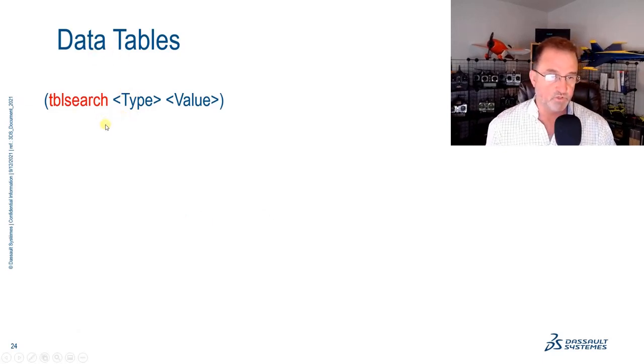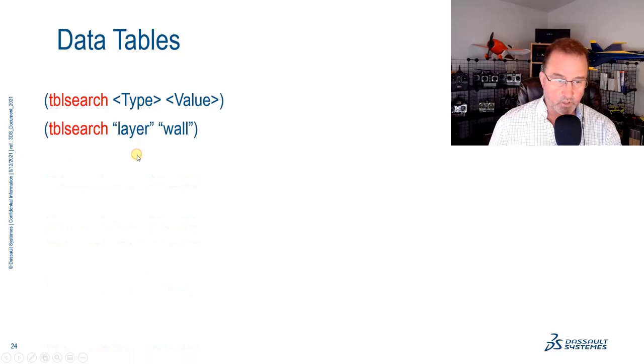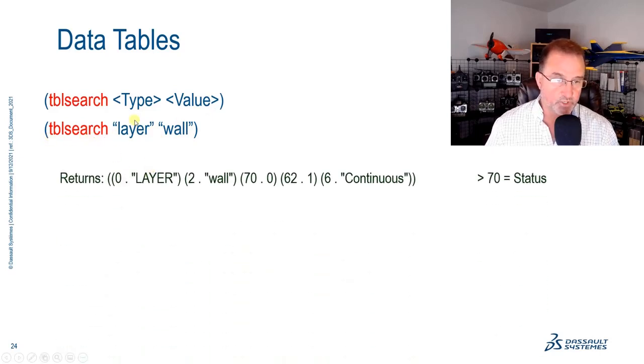We look in the data tables of the drawing to retrieve the information of what I'll call non-visible objects that exist in the drawing. A really good example of this is a type of object called a layer, and we want to grab the layer information for the layer called wall. If I say table search, the type, which is layer, and the value, which is wall, it'll return this. It's again a list, with dotted pairs within it. The first thing, 0, is the type, which is layer. 2 is the name, which is wall. And then 70 is the status.